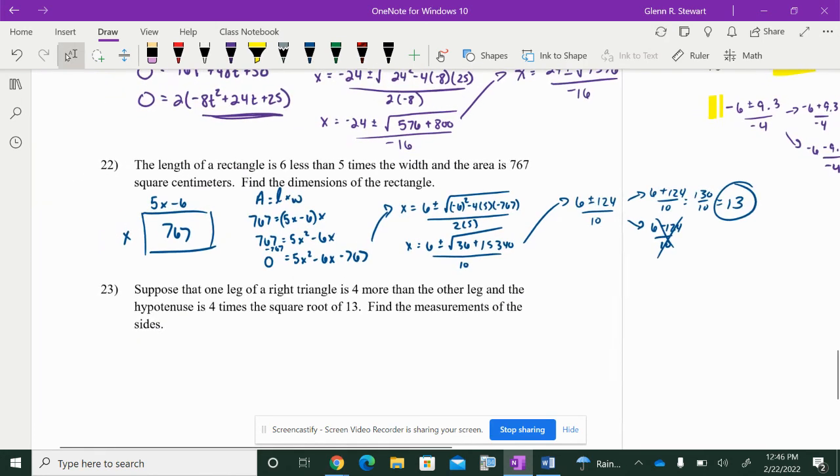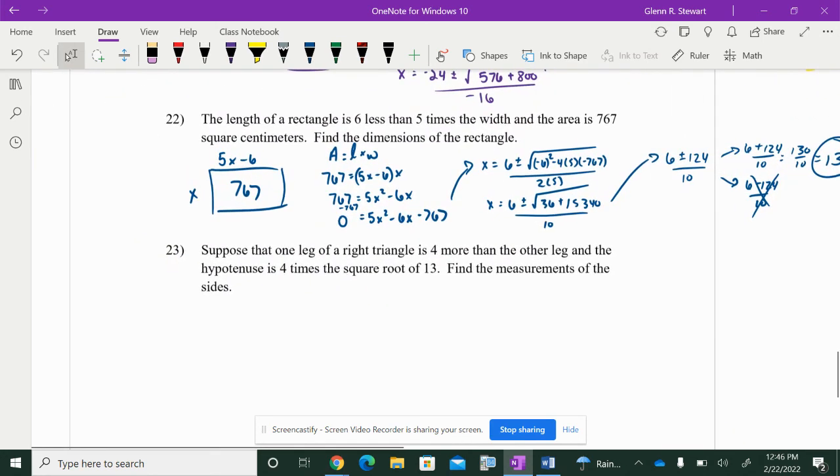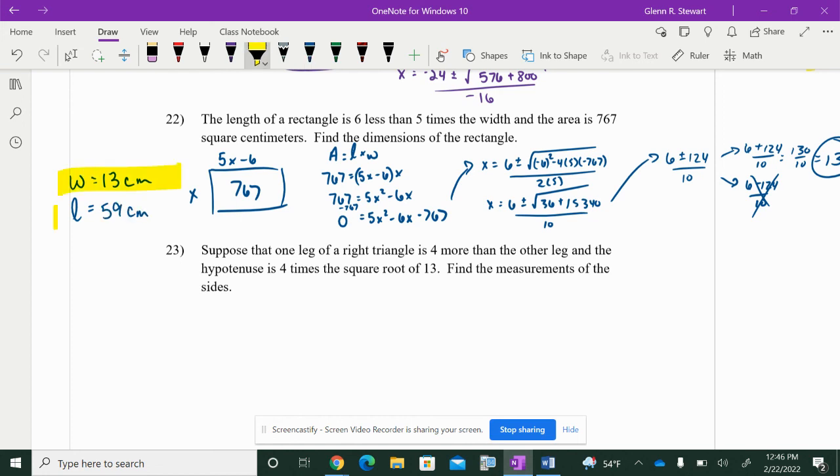The dimensions in centimeters, okay? My width is going to be 13 cm. My length is going to be 5 times 13, which is 65, minus 6, so 59 centimeters. All right, and then 23.